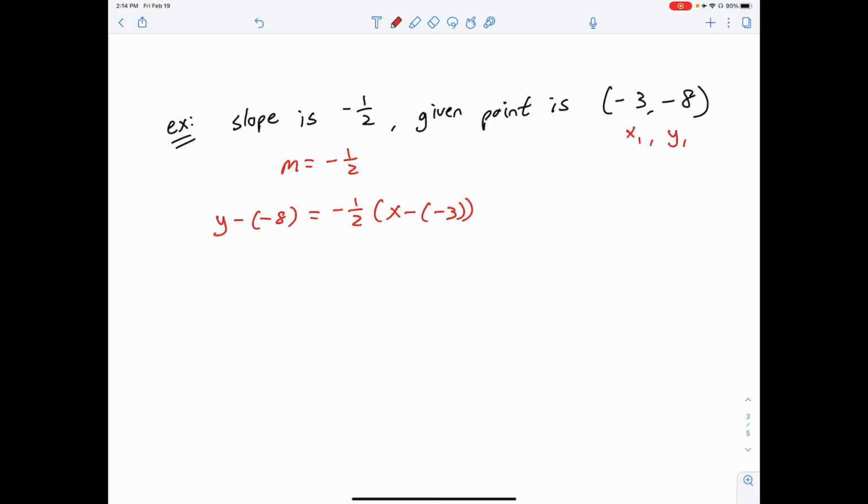So you see how there are double negatives occurring? Make sure you simplify those. Again, a double negative would be the same as plus. So we end up with y plus 8 equals -1/2 bracket x plus 3 close bracket.